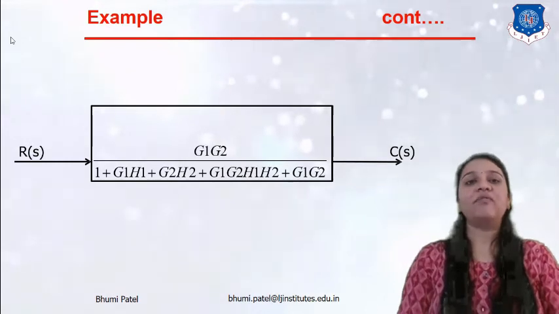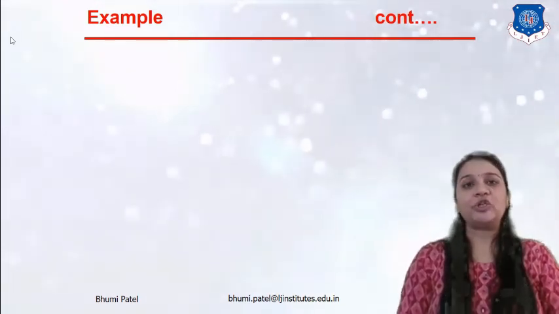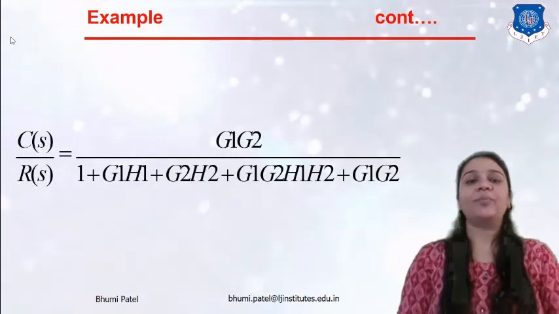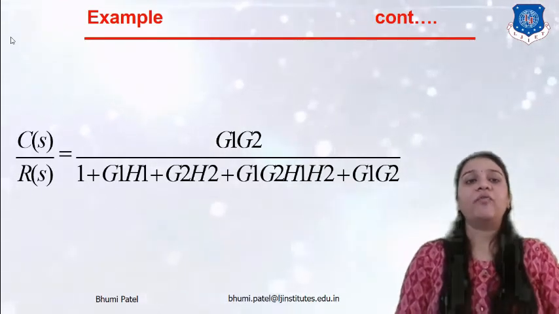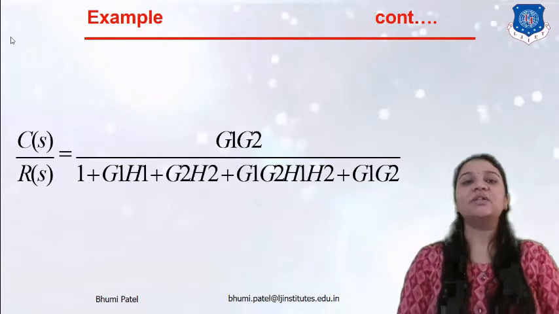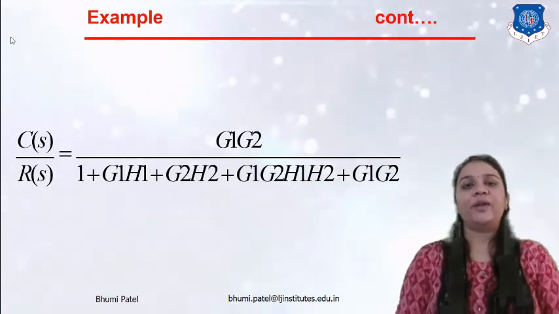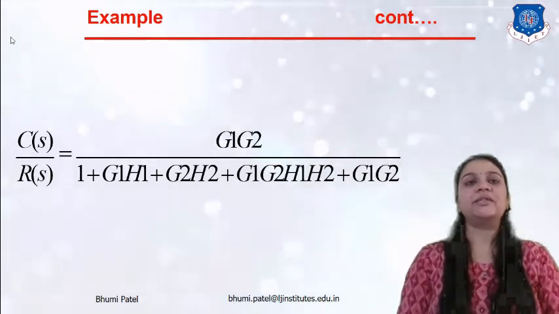Now the final equation: the transfer function is nothing but the ratio of the output upon the input. So C of S upon R of S is equal to G1 G2 upon 1 plus G1 H1 plus G2 H2 plus G1 G2 H1 H2 plus G1 G2. So this is the final answer of this example.